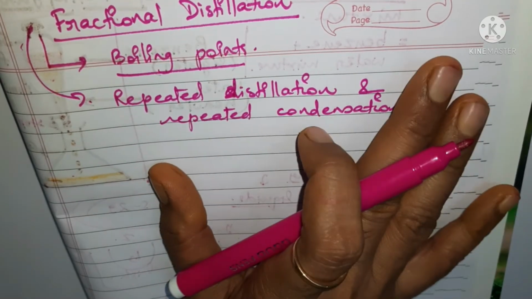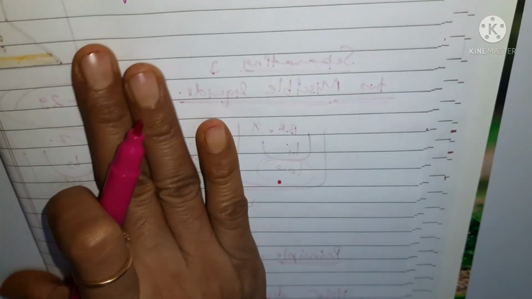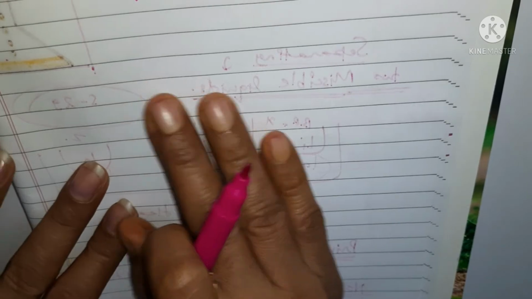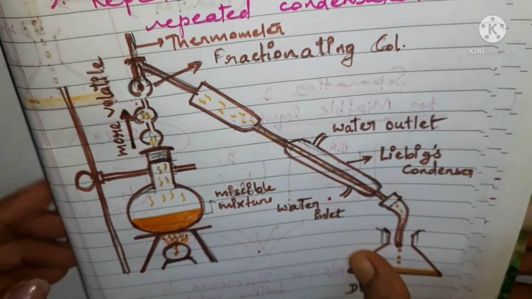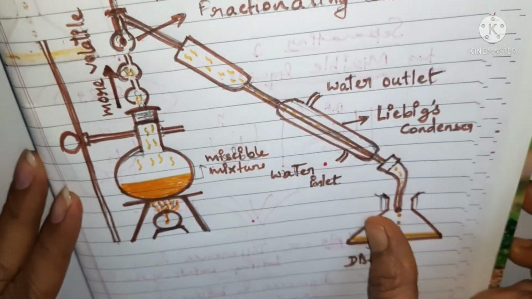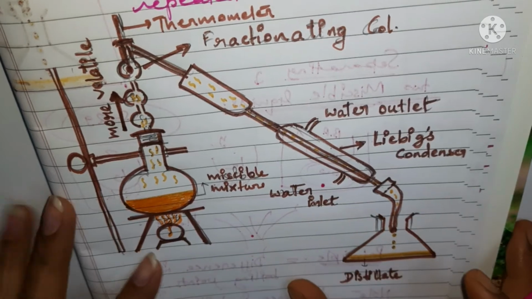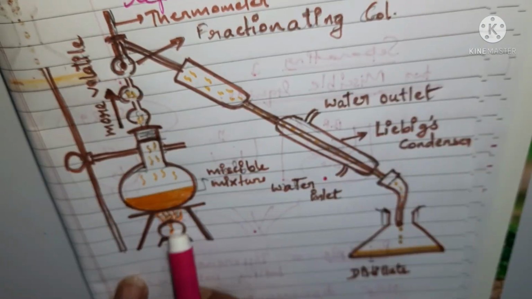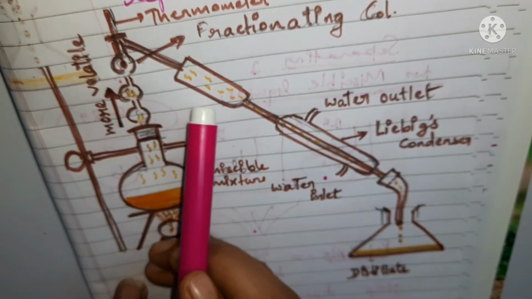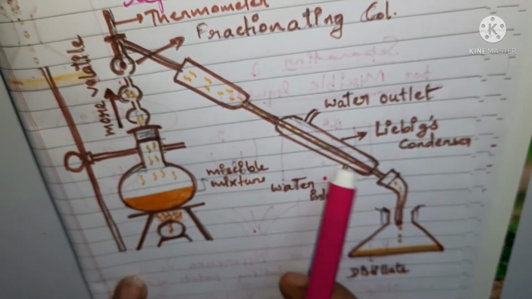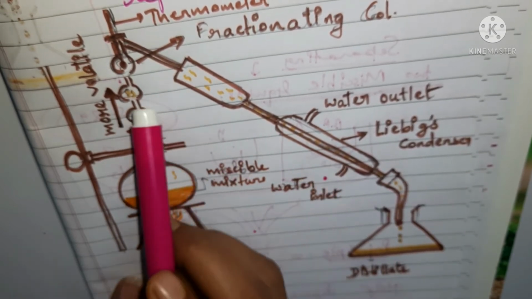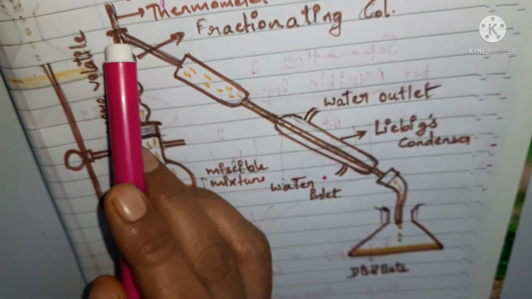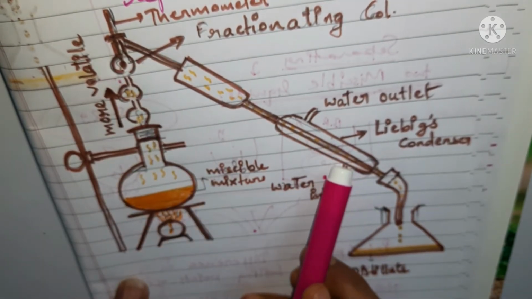Understood? Okay, now let us set up the experimental setup here again, and for that I'm just going to draw, and then I'll be back again to you. So here is the setup of fractional distillation. There is a heating source which is going to be used for heating purposes. Then you can see the condenser, known as Liebig's condenser, attached to this setup. This is the fractionating column, and the condenser is attached to this column.